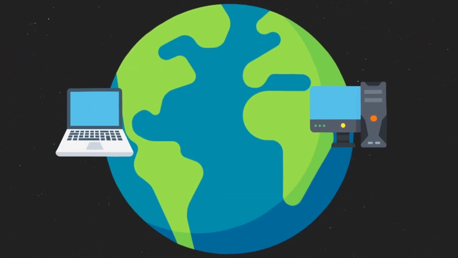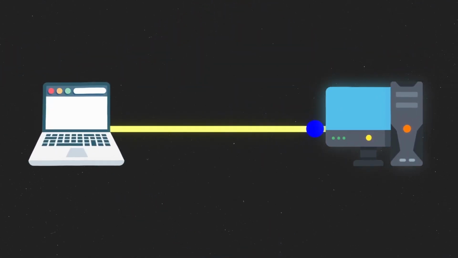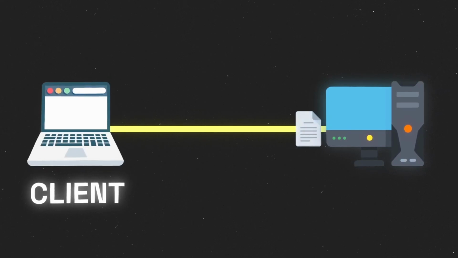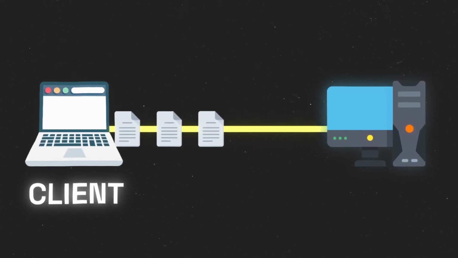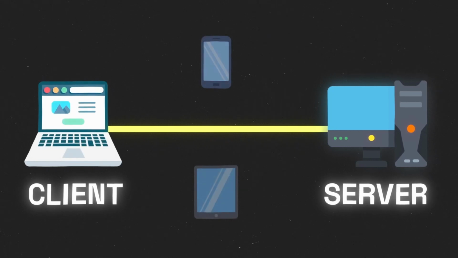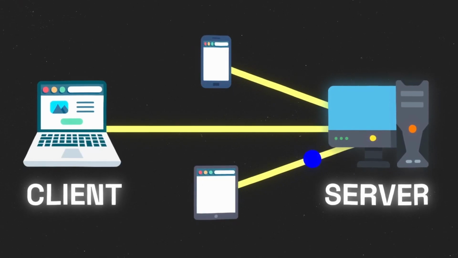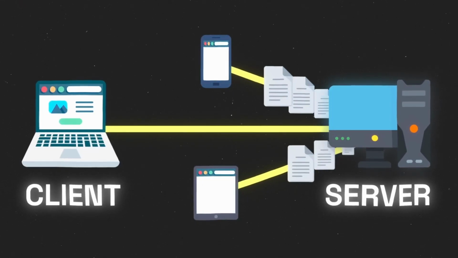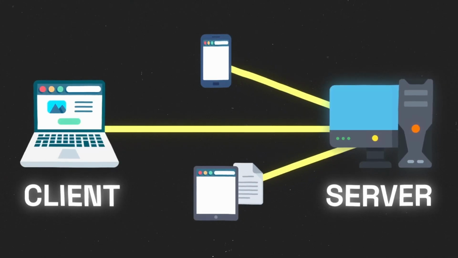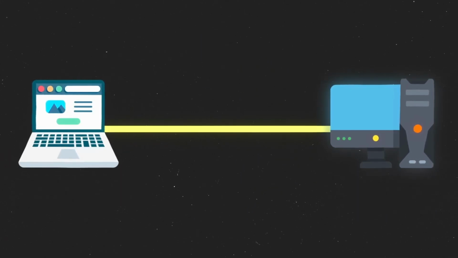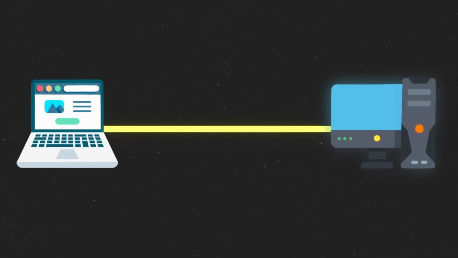The computer that requests the files is called a client, and the computer that provides the files is called the server. And a server will constantly get requests from different devices on the internet, and it will send the website files. Now, these files can be of different types.